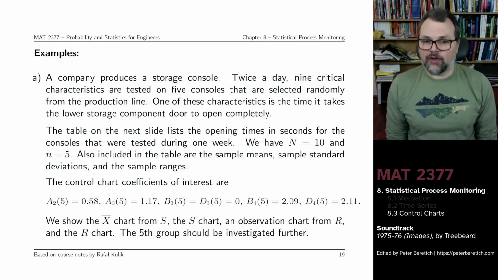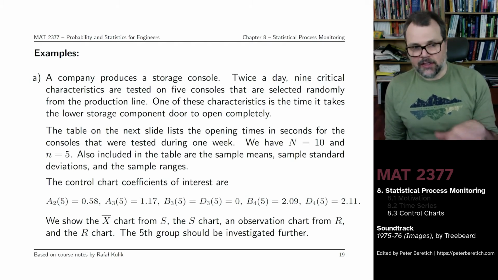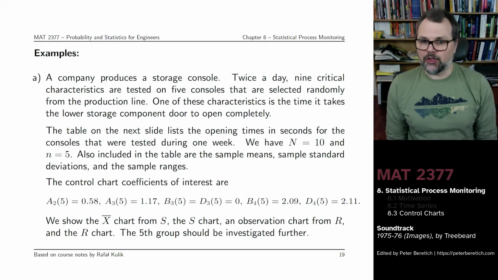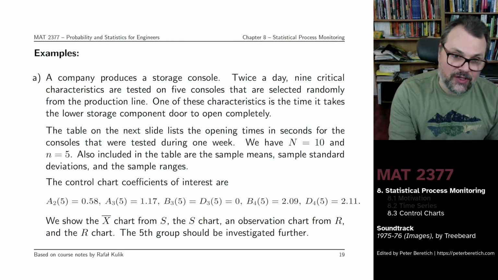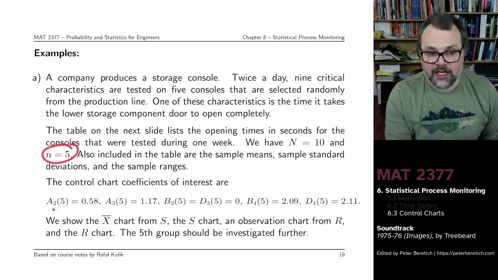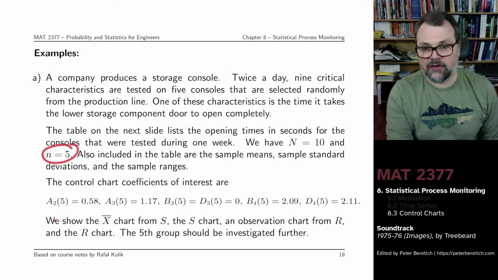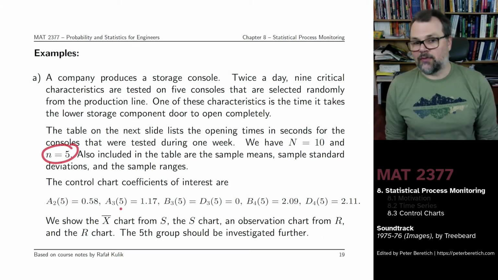So in the table we also show the computed sample mean, sample standard deviations, and the sample range. I've extracted here the control chart coefficients that you might be interested in using. Because we sample 5 observations from each group, from each location, from each timestamp, we have coefficients A25, A35, B35, D35, B45, and D45. So these are all values that you can extract from a given table.